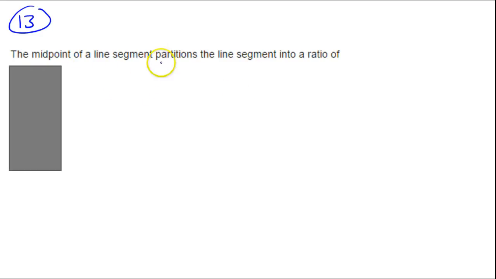The midpoint of a line segment partitions the line segment into a ratio of what to what? Well, it's a midpoint. So that means it's going to be halfway. So the numbers would have to be the same, like 3 to 3, or 5 to 5, or 6 to 6.